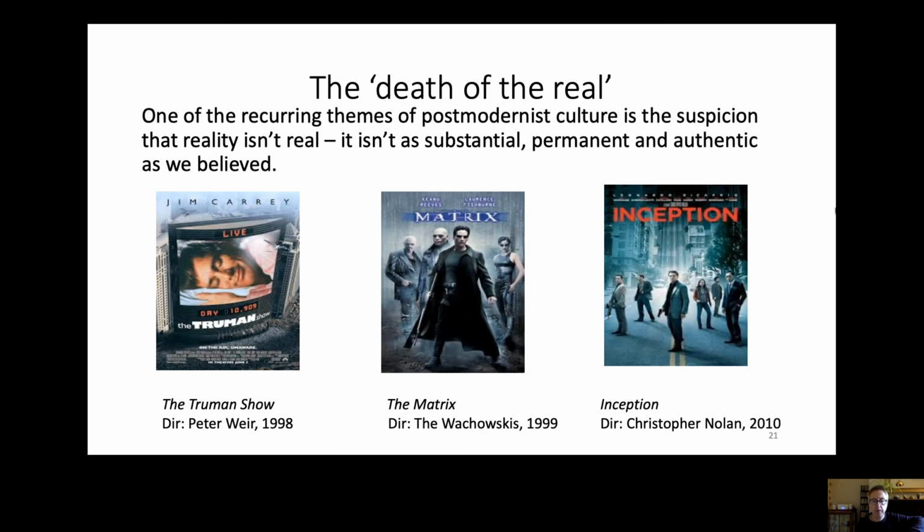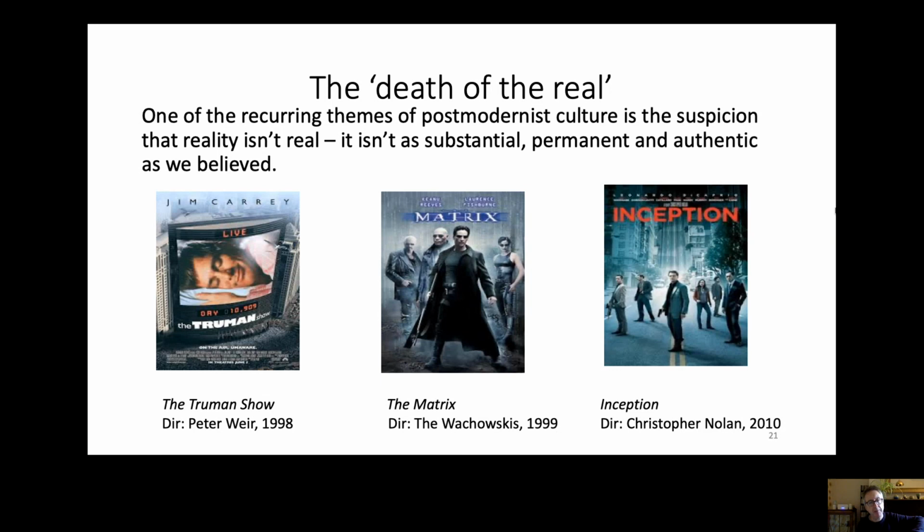And The Matrix, very well-known science fiction trilogy, in which people begin to cotton onto the fact that what they thought was reality is actually a kind of high-tech illusion. And then Christopher Nolan's film Inception, about people increasingly unable to differentiate with any confidence between what is hard, concrete reality and what is a kind of dream or a delusion.